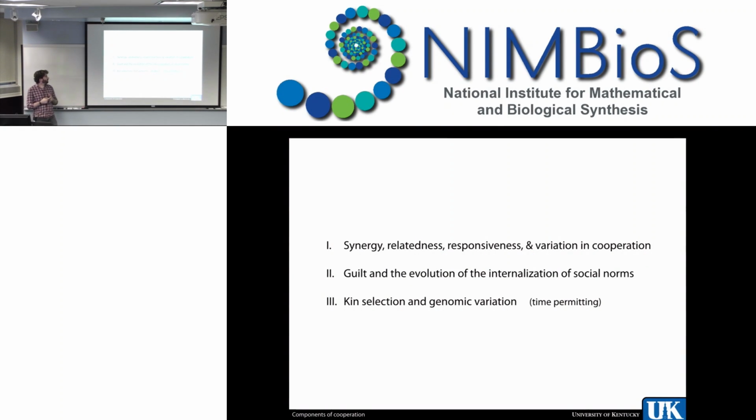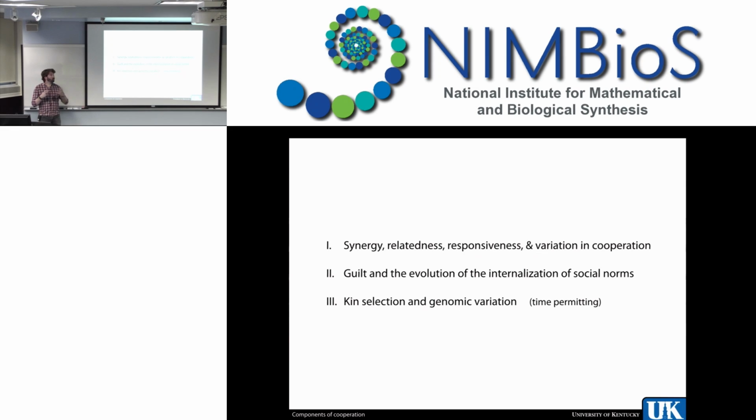I'll talk about a couple of different projects today. The first is more focused on the scenarios in which you get polymorphism, or some kind of diversity in social behavior in populations, and how that's a function of relatedness, of population structure, of behavioral plasticity, as well as ecological synergies that might be in the population game itself.